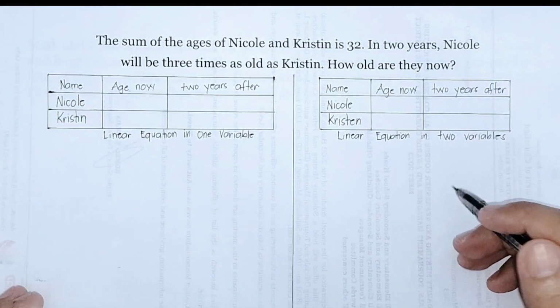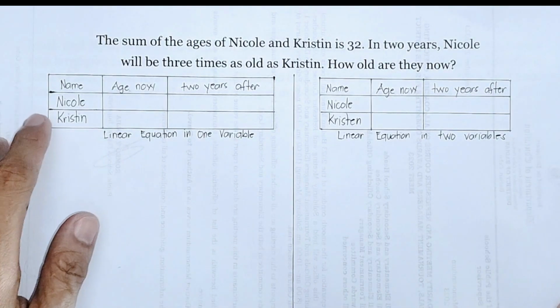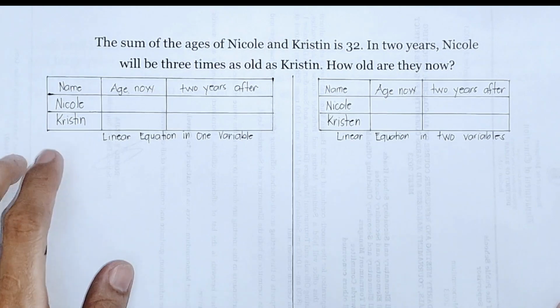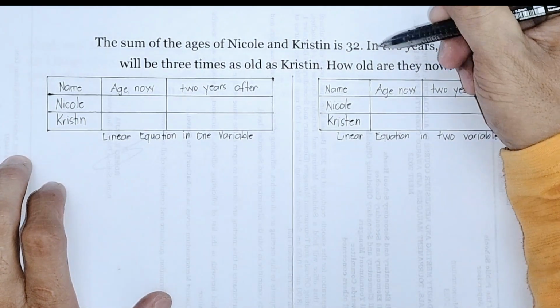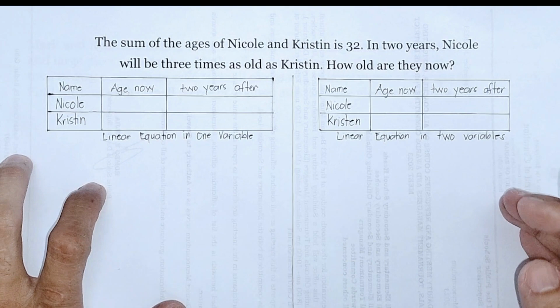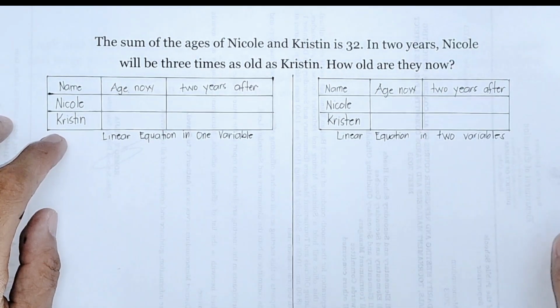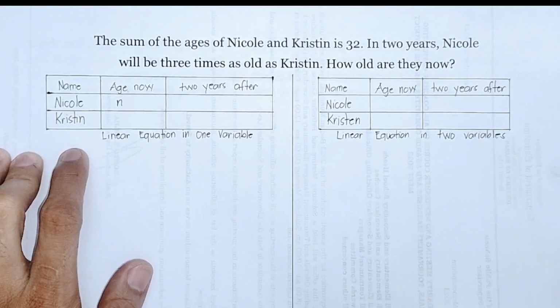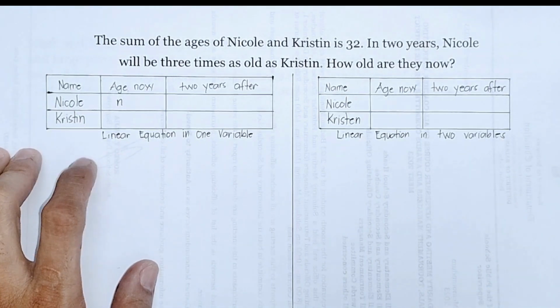First is we have to identify the 2 different quantities here. So we have the age of Nicole and the age of Christine. So let's go back to the first sentence of the problem. The sum of the ages of Nicole and Christine is 32. You can choose between Nicole and Christine that will be represented by a variable. So n for Nicole, and remember that the sum of their ages is 32.